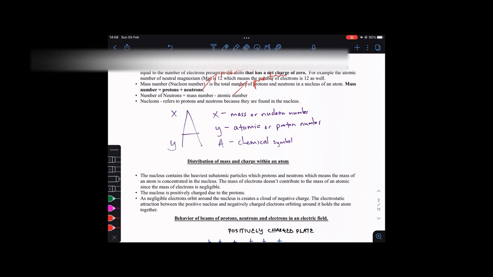So you need to understand this structure where A symbolizes the chemical symbol, and then Y below represents the smallest number, the atomic number, also called the proton number. And then X represents the mass number, also called the nuclear number.